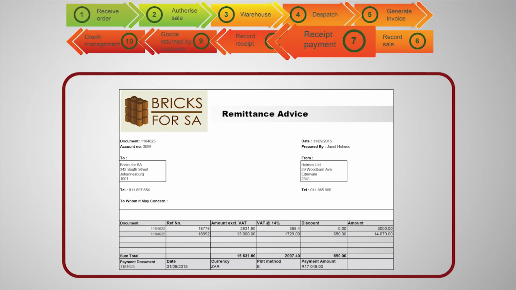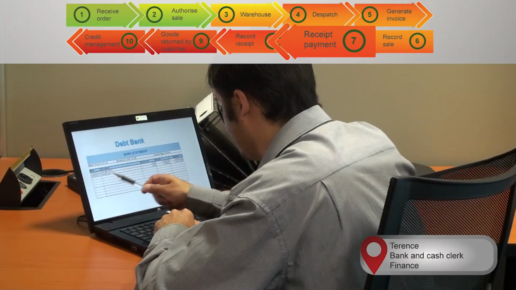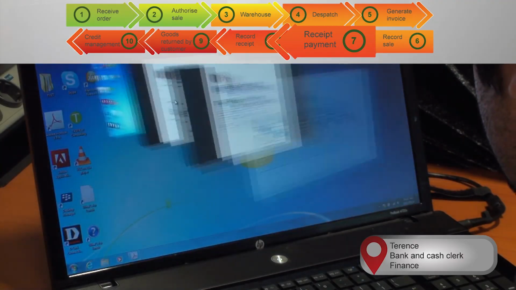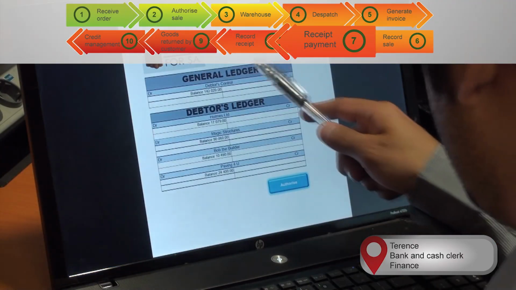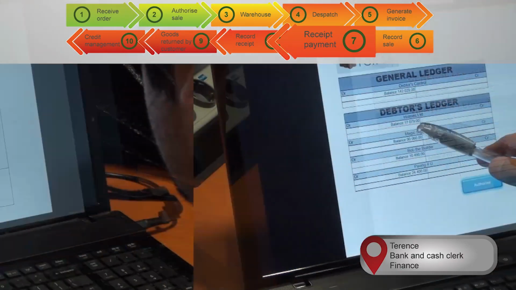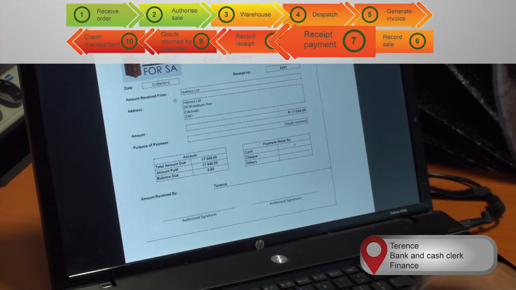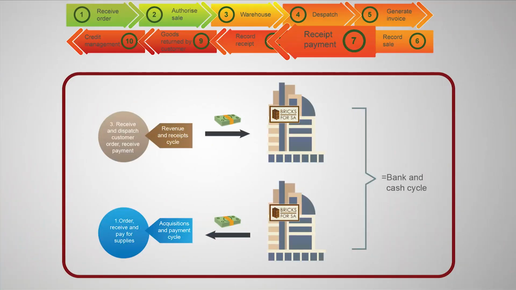The bank and cash clerk, Terence, reviews all credits to the bank account by reviewing the bank statement on a daily basis and allocating the payments received to the customer's account. Terence issues receipts for all payments received. The receiving of cash in the revenue and receipt cycle and making payments in the acquisitions and payment cycle make up the bank and cash cycle.